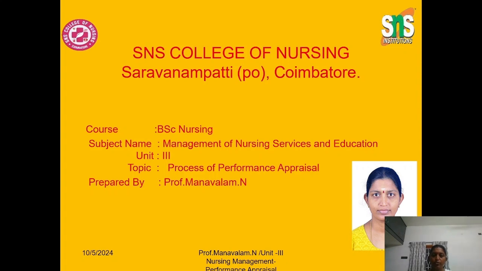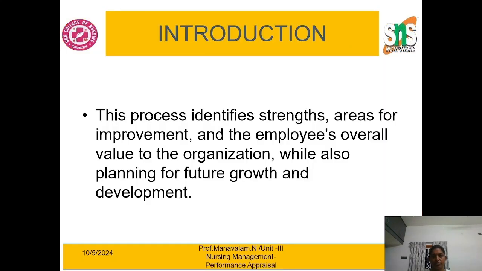Now we are going to see about the process of performance appraisal. It is a continuation of introduction to performance appraisal. The process of performance appraisal helps to identify the strengths and areas of improvement, and at the same time, employees' overall value to the organization. For this purpose, it is very much useful. At the same time, we can plan the future growth and development of each and every employee working in a particular organization.